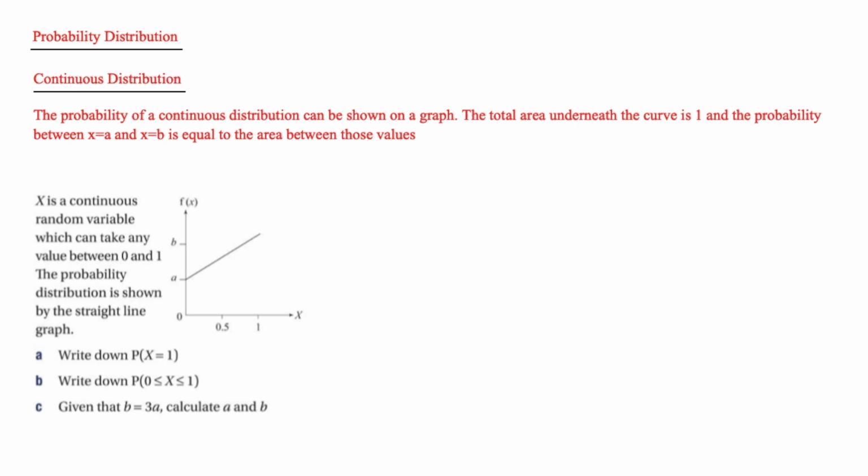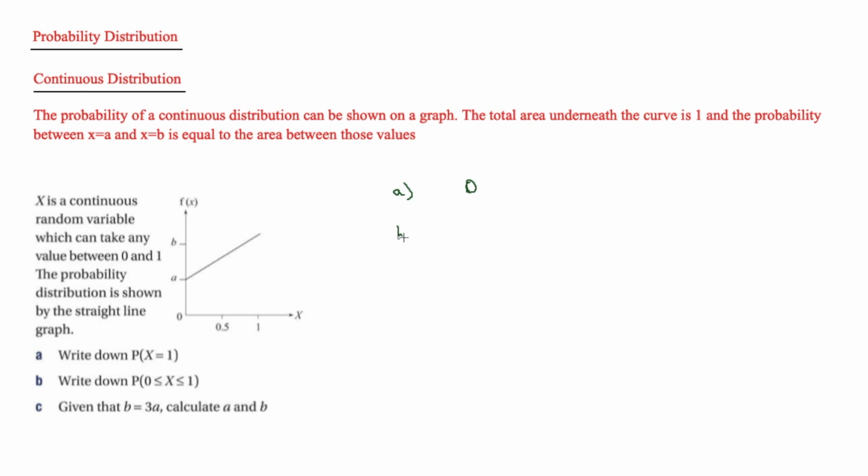So our first method is to work out what P(x = 1) equals. So what's the probability that x is equal to 1? Now, as this is a continuous variable, if we were looking at the area of just x is equal to 1, it's going to be 0. So if it was what's the probability that x is equal to 0.5, it would be 0. And that's because the area is going to be 0 if it's just a single point.